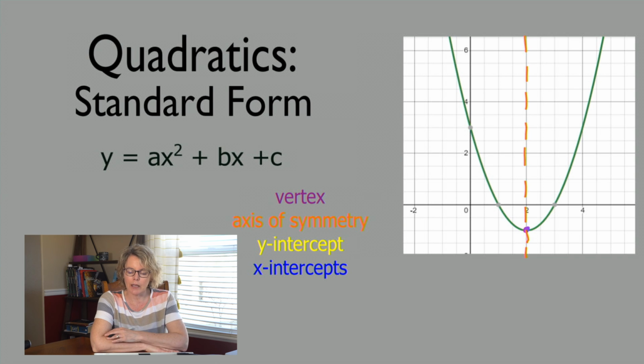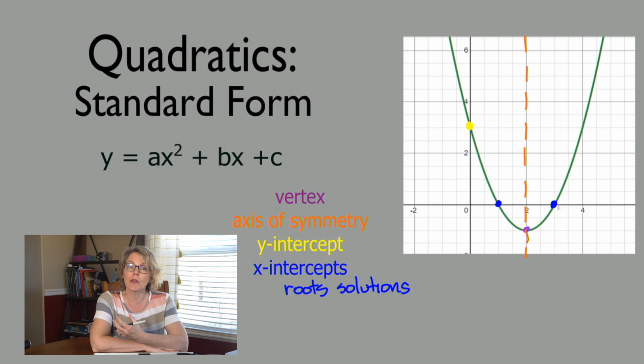Next is the y-intercept. Remember that a y-intercept is where the parabola would cross the y-axis. For us, it'd be this point right here. X-intercepts are also called roots or the solutions. They like to use all these different vocabulary words. And that is where the parabola would cross the x-axis, here and here.